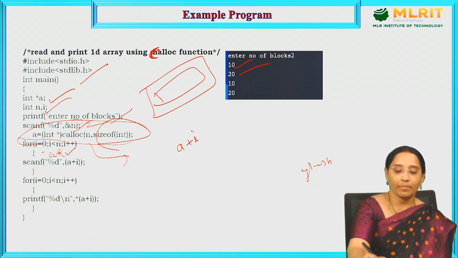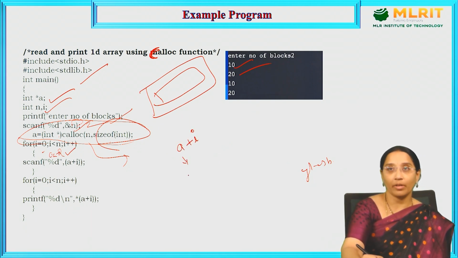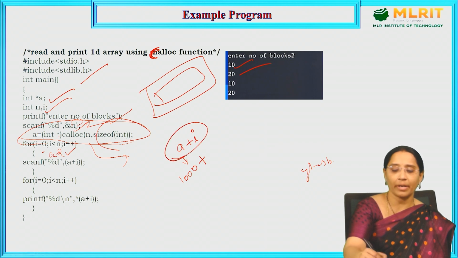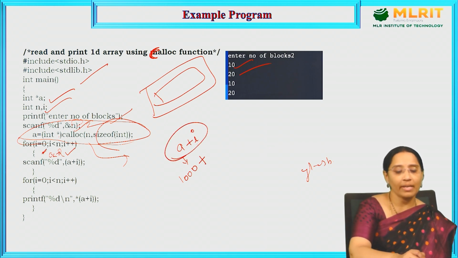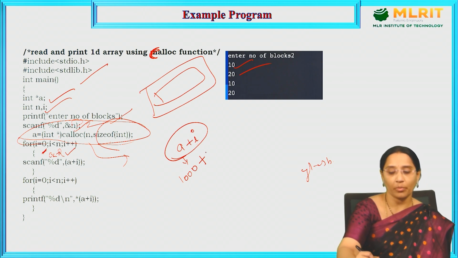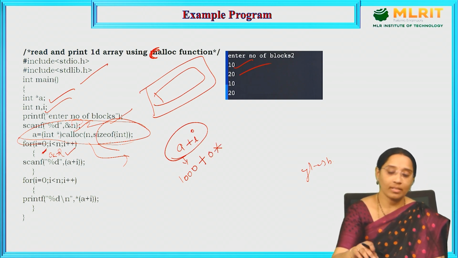a is a pointer variable. On success it will return the first byte address, the base address. Let's consider the base address as 1000. 1000 plus, and how am I writing the interpretation here? The value of i is initialized to 0, so 0 into the size of the data type.